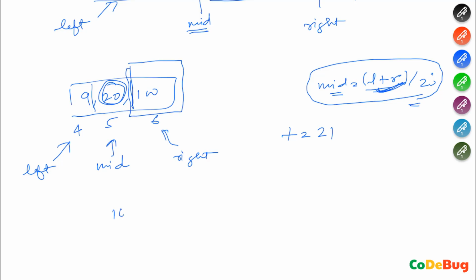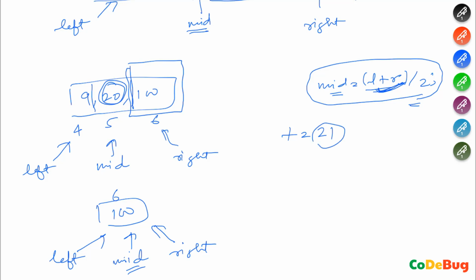So what we'll have is 100, and this index is 6. Left is pointing here, right is also pointing at the same index, and mid will also point at this index, right? Now the number at mid is 100 and the target is 21, so 21 is less than it. So right has to go down by 1, we have to look on the left portion of the array. So right will be 5, left will be 6.